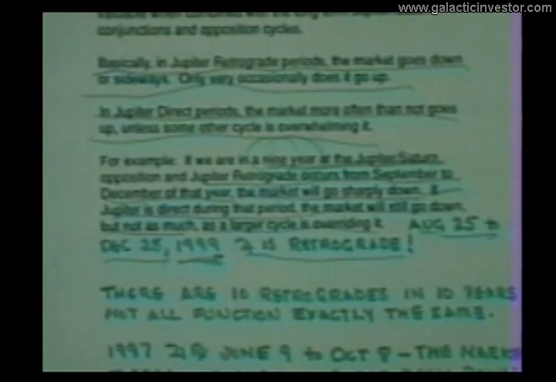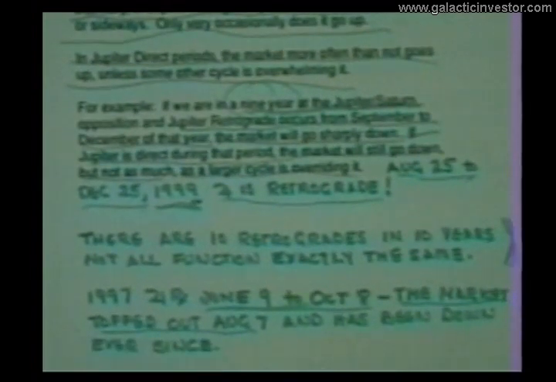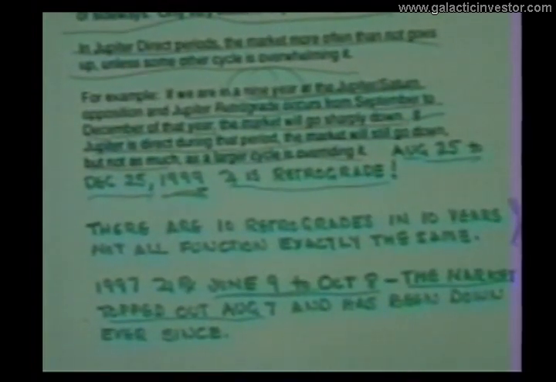So what we had in 1997 was, from June 9 to October 8, Jupiter retrograde, and the market topped out right in the middle of that cycle. On August 7th, the market topped out during the retrograde cycle, and it's basically been down ever since that point. So it worked just as well this year.